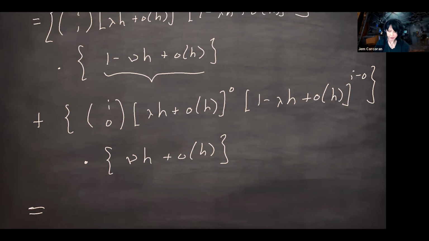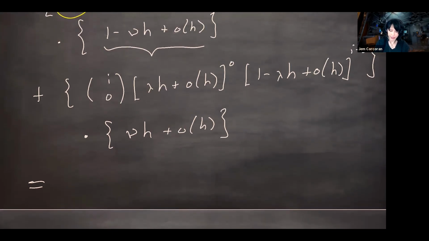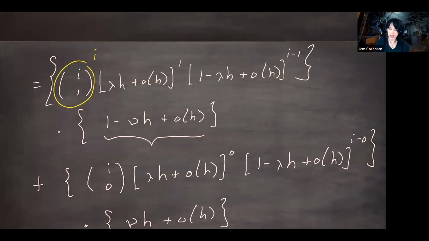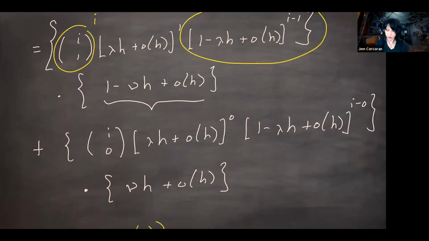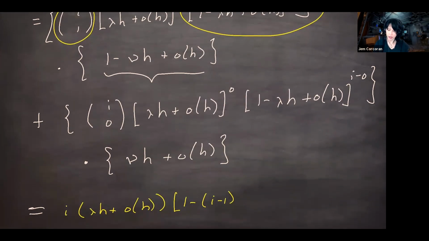And in the first one, this is simply I. And I guess I need to write more. So this comes out to be I, and then lambda h plus little o of h. And then the last term, I'm going to use problem 2c again on homework 3 to rewrite that as 1 minus I minus 1 lambda h plus little o of h. So again, I'm using that simplification on homework 3 problem 2c.